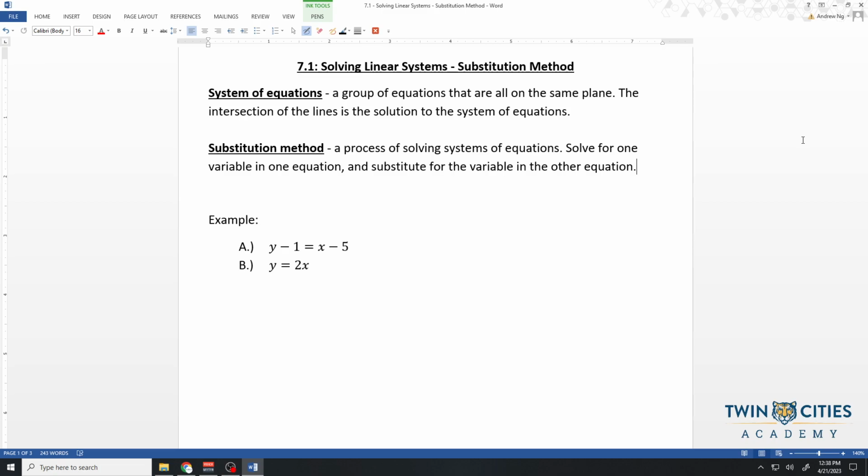Now I should clarify. Two lines on a graph should intersect at some point unless they are exactly parallel to one another, in which case there's no solution. But other than that one case, you will find a solution somewhere. Today we'll be working on this using the substitution method, which means that I'm going to be replacing something. I'm going to solve for one variable in one of the equations, and I'll be substituting or replacing what I find into the other equation.